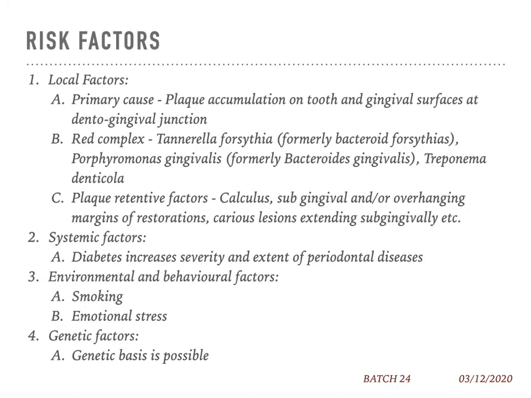Coming on to the risk factors. The risk factors for chronic periodontitis are local factors. Primarily the cause will be the plaque accumulation onto the tooth and gingival surface. Next is the red complex organisms, P. gingivalis, T. forsythia and T. denticola. So Porphyromonas gingivalis, Tannerella forsythia and Treponema denticola. These three are the main organisms responsible for chronic periodontitis, the most frequently identified organisms.